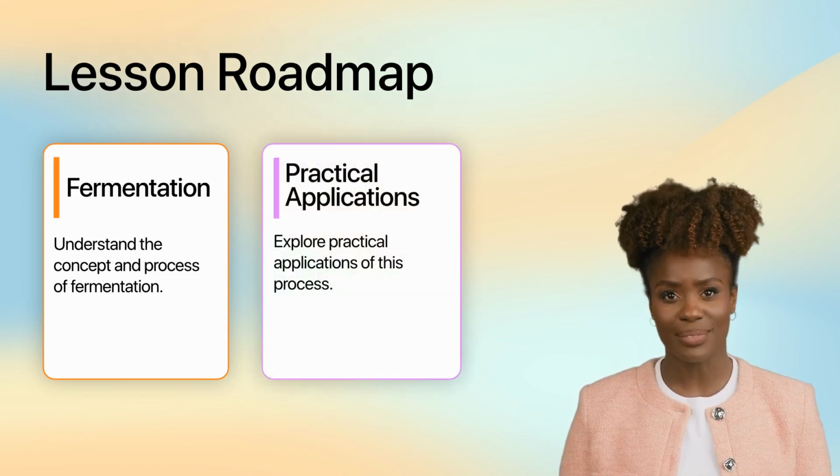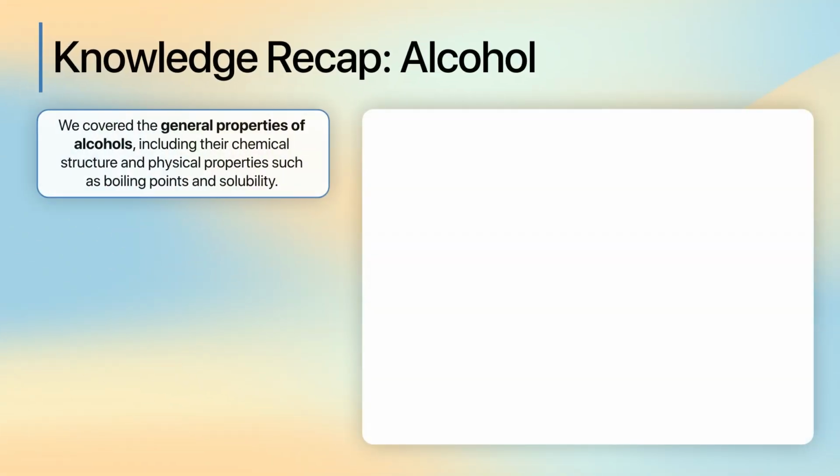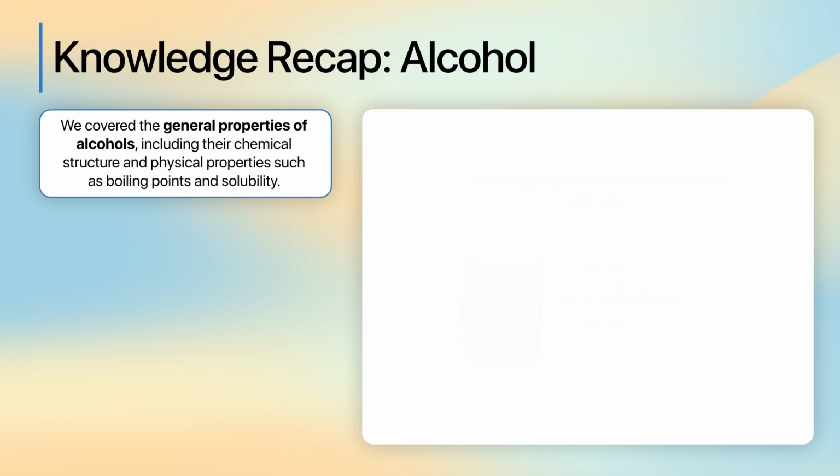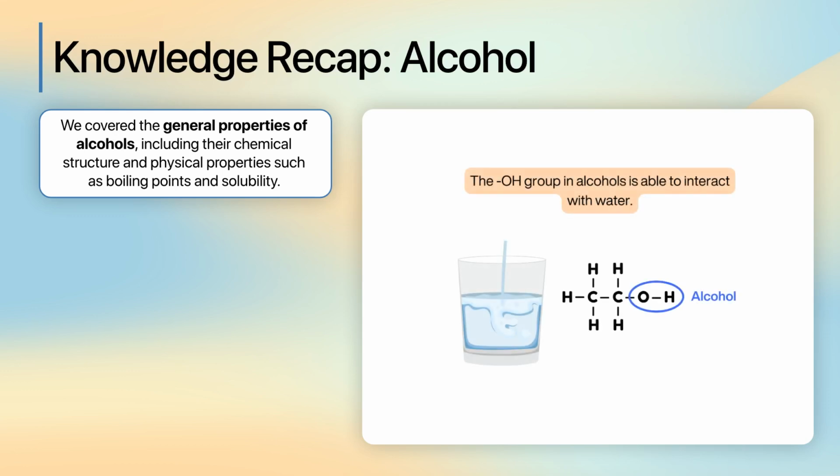of this process. So far, we've covered the general properties of alcohols, including their chemical structure and physical properties such as boiling points and solubility. You've also learned about their importance and uses in everyday life.